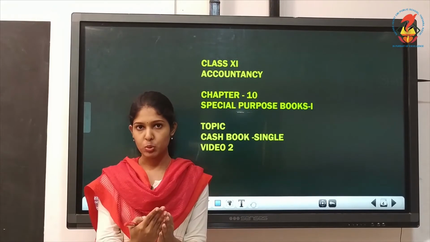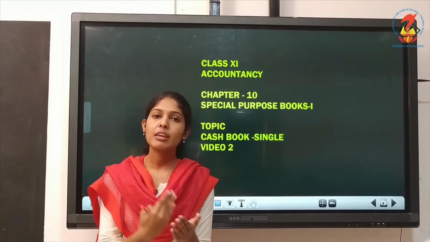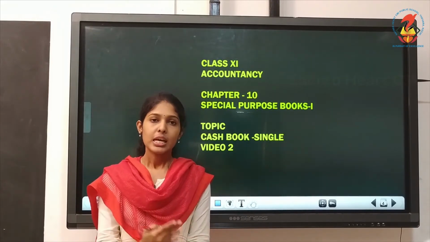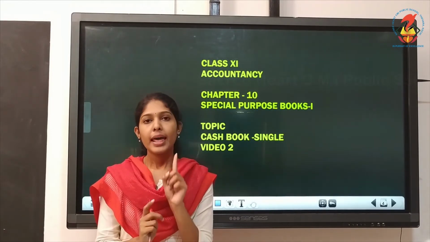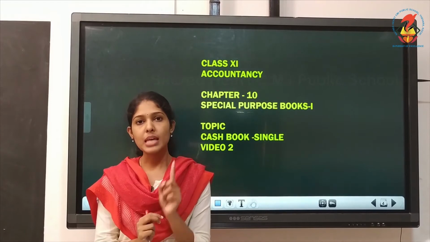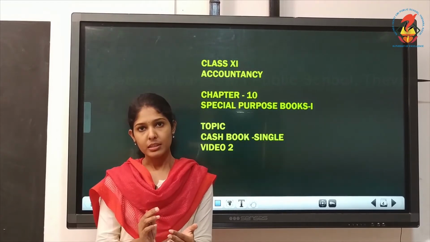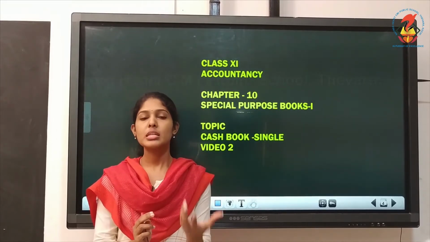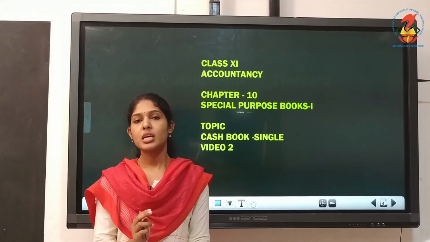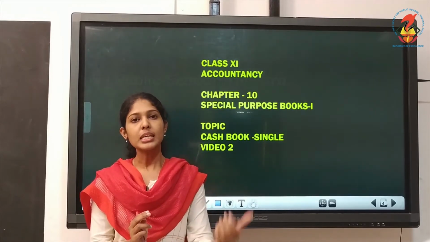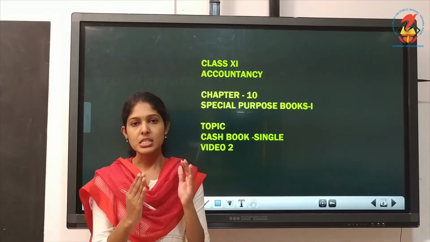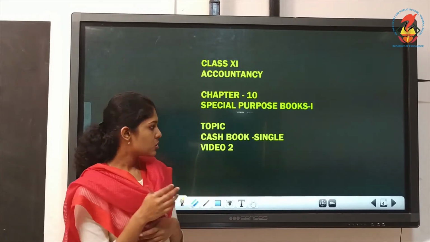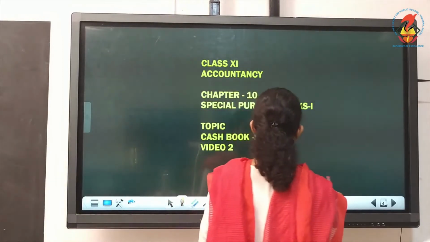And for a cash book, which side can we write this opening balance? Cash book or cash account is an asset, and assets will always have a debit balance. So this 25,000, that is the opening balance, should be recorded on the debit side, because cash is an asset, it is having a debit balance. So we'll draw the format and start doing.